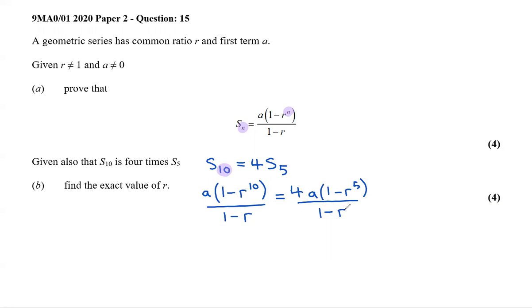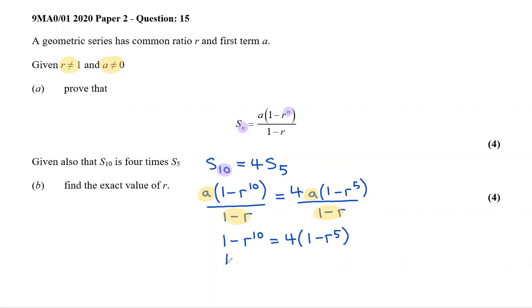Now, this looks pretty bad if you don't spot that, first of all, a is non-zero, as you can see in the question. r cannot equal 1. So the denominator can never be 0 on both sides. This isn't 0. And you have common factors on both sides. You have a over 1 minus r on both sides of the equation. They can just cancel out, okay? So what you're left with is this. You're going to be left with 1 subtract r to the power 10 equal to 4 lots of 1 subtract r to the 5.